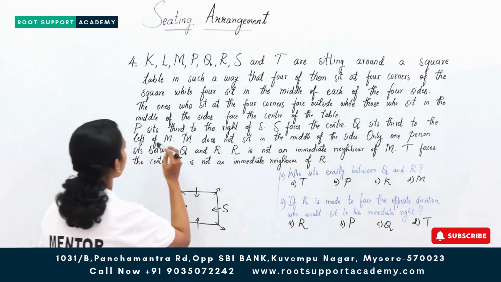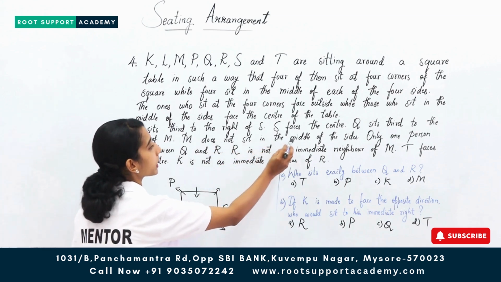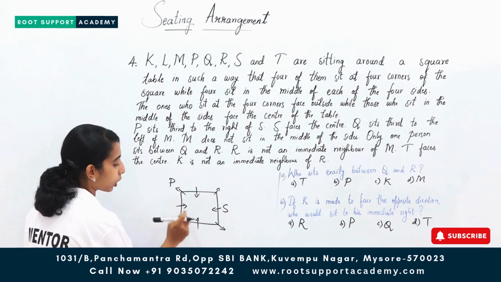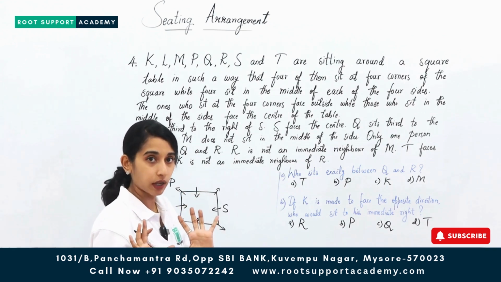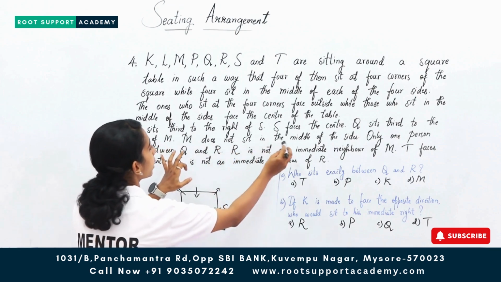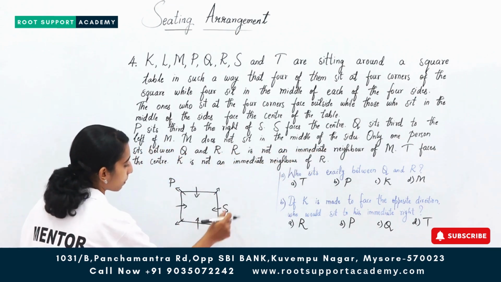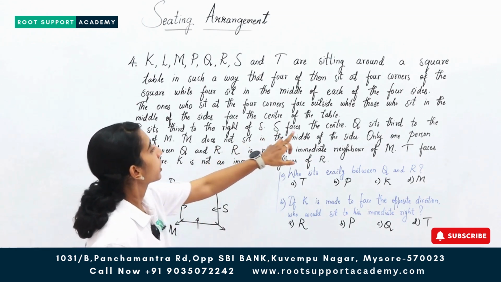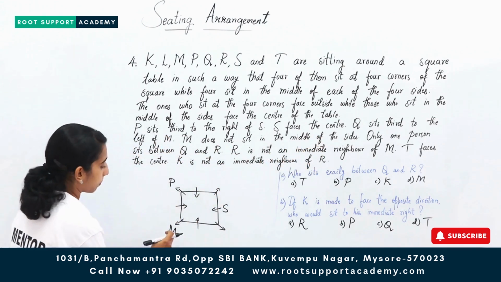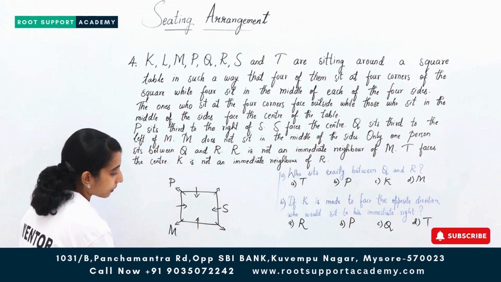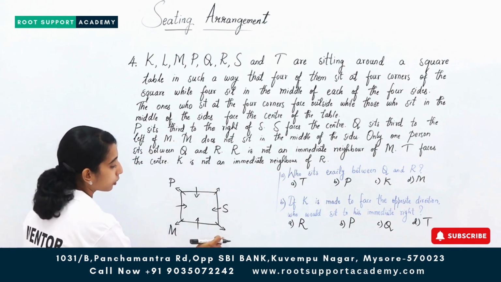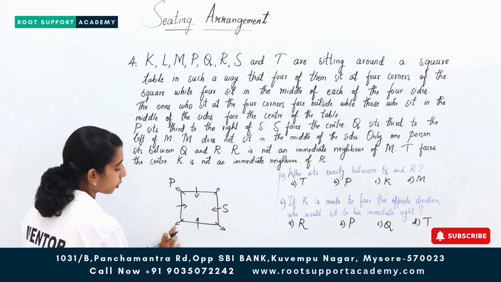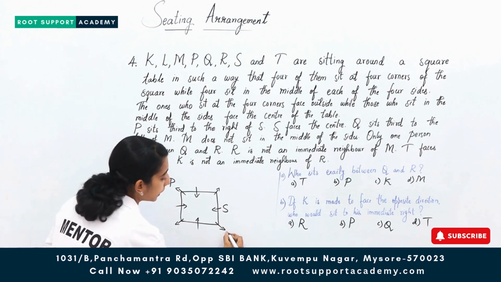Q sits third to the left of M. M does not sit in the middle of the sides. So M will not sit here, M will sit in some corner. If M is not sitting in the middle, we can write M somewhere else. Let us write M here. Q sits third to the left of M. If M is facing outside, this will be the left of M. So 1, 2, 3. Here S is already sitting, so Q can't sit here. So this will be the wrong position for M. Let us write M here.